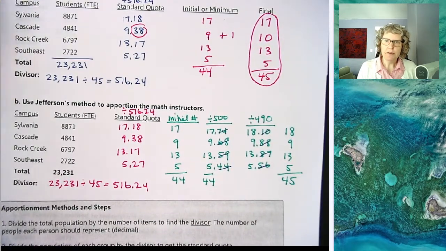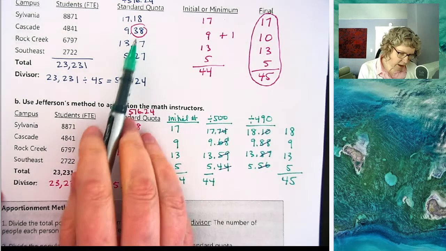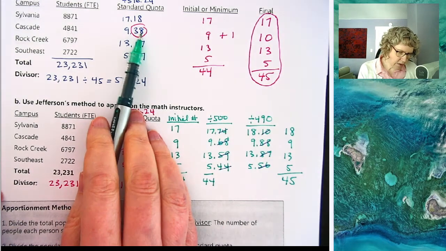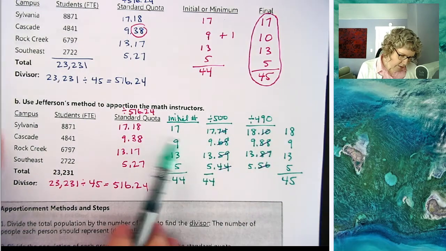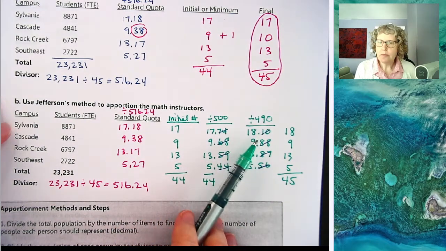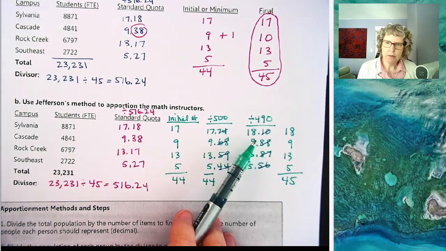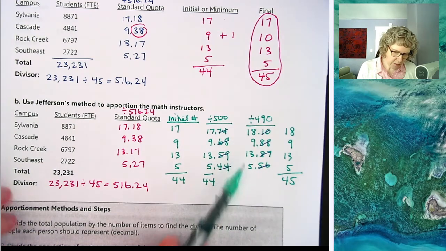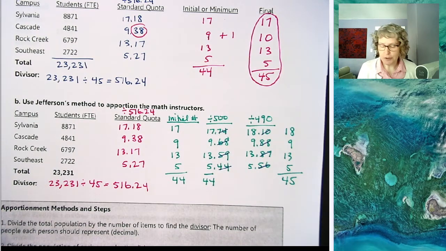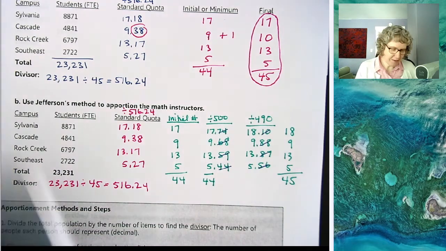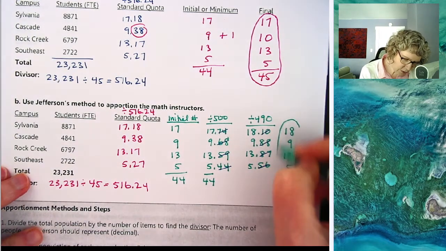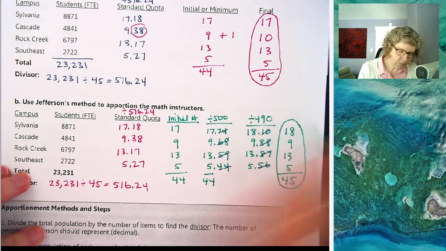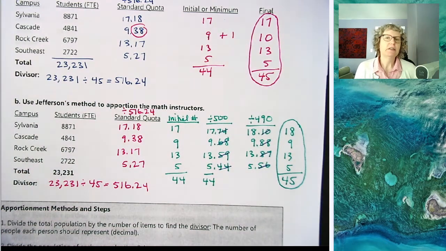In Hamilton's method, Cascade had the highest decimal, so it got the extra one. But in Jefferson's method, Sylvania actually ended up bumping up first before any of the other campuses. So we have a different apportionment. That's why there's different methods, because some things happened in U.S. history where odd things happen when they did the reapportionment.